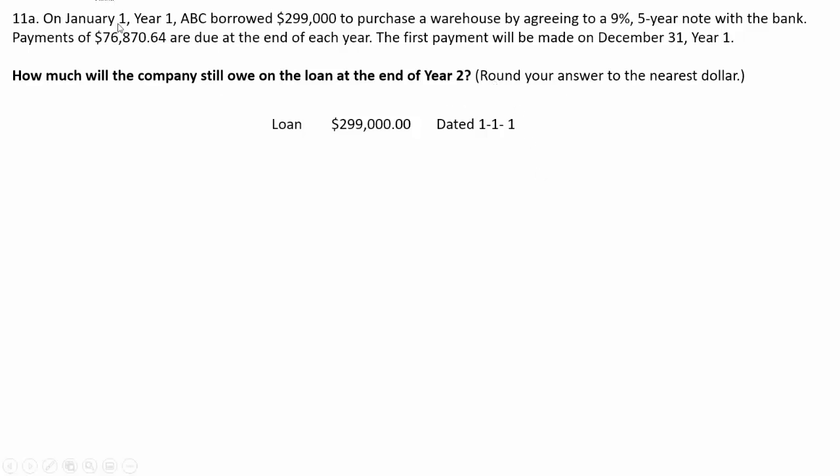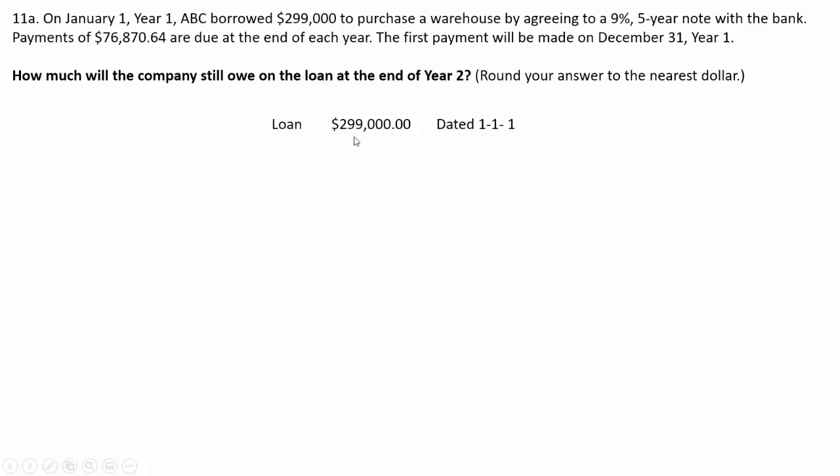On January the 1st, year 1, ABC Company borrowed $299,000 to purchase a warehouse by agreeing to a 9% 5-year note with the bank, and they're making payments every year of $76,870.64, and they're due at the end of each year. So that's the payments they're making every year towards that $299,000 note. The first payment will be made on December 31st, year one, and the question wants to know how much the company will still owe on the loan at the end of year two.